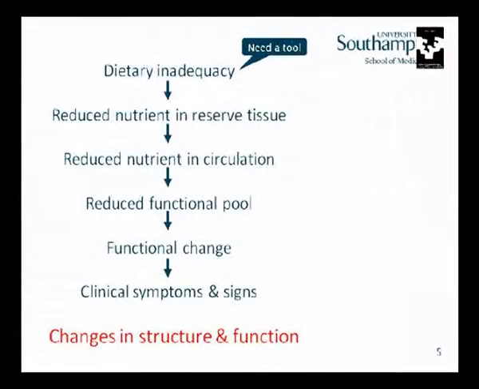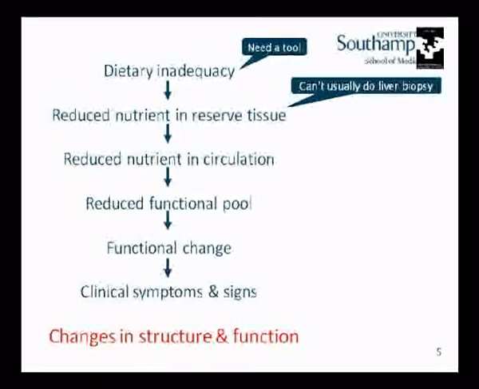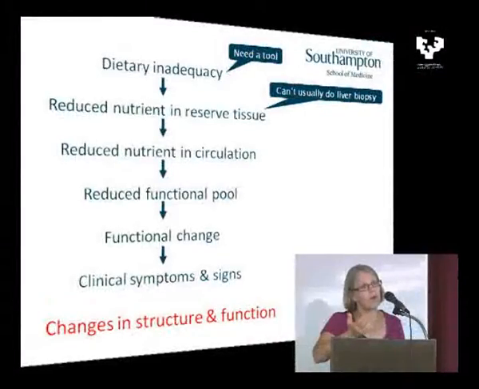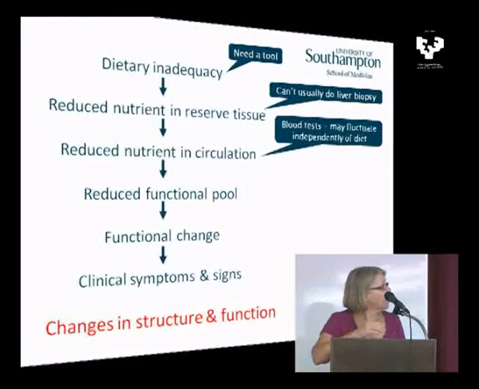So to understand all those, to identify dietary inadequacy, you need to have a tool. Whether it's your 24-hour recall, your food frequency, your food diary, or your weighed and measured intake, you have to have a tool that can quantifiably estimate food intake or nutrient intake, energy and nutrient intake. For reduced nutrient in the reserve tissue, that's actually very difficult to do, and you can't usually do it because it's not easy or ethical to get tissue biopsies unless it's an extreme case.